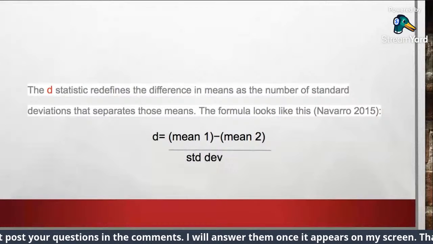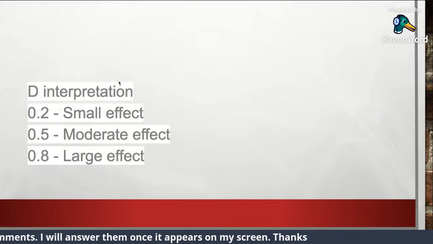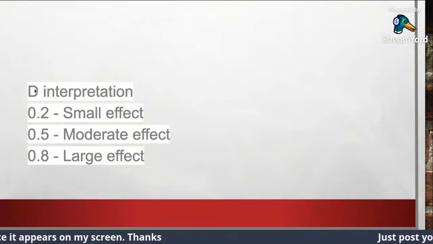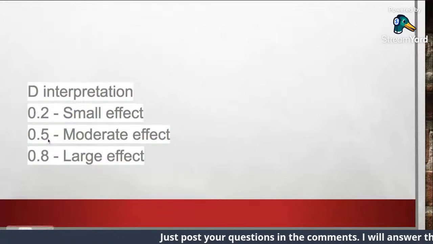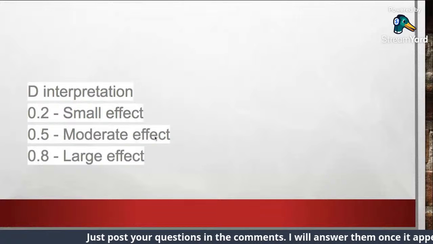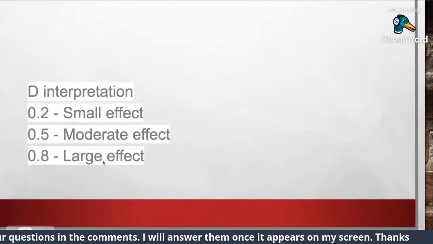Okay? Sige, papakita ko lang, what does the interpretation of the D mean? May lalabas kasi yan na Cohen's D. Pag ang D is 0.2, small yung effect. Pag 0.5 ay moderate yung effect. Effect ito ng intervention. Pag 0.8 yung lumalabas, large yung effect. Okay?